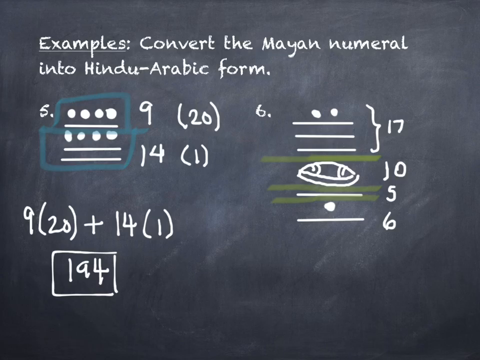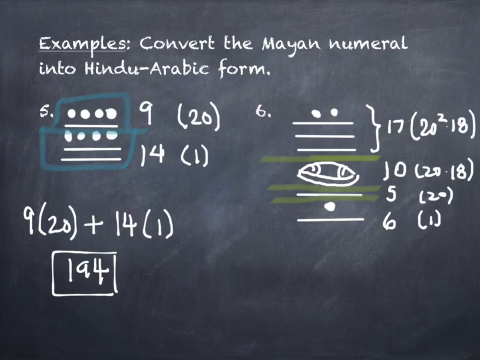So again, just like last time, this is the 1's place. This is my 20's place. This is 20 times 18. And this one up here is 20 squared times 18. So 20 squared times 18, and we talked about this last time as well, is actually 7,200. And 20 times 18 is actually 360.